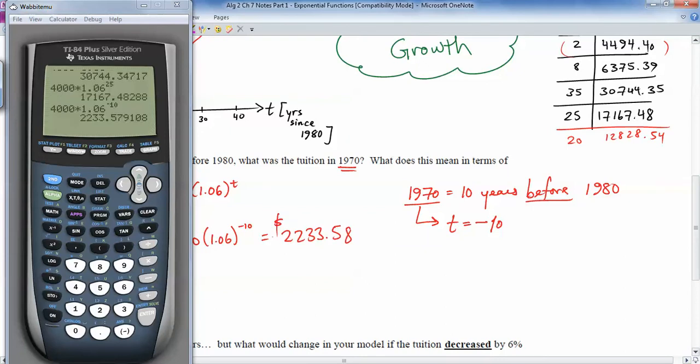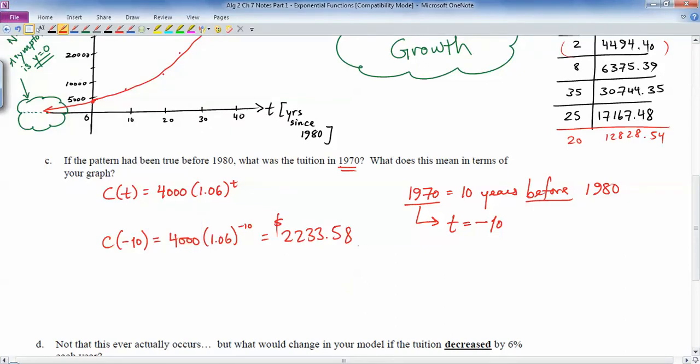2233.58. Okay, and let's look at the graph. Well, negative 10 would be about here. That'd be 1970. And you can kind of see on the picture, yeah, it's around 2,000, 2,500, somewhere in that range. So that makes sense. And if you kept going back, it would just get closer and closer to 0.